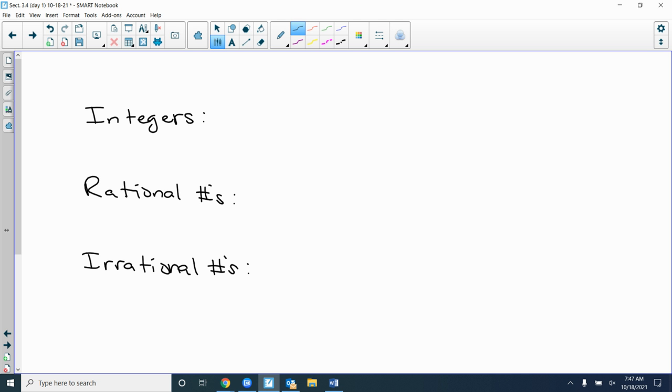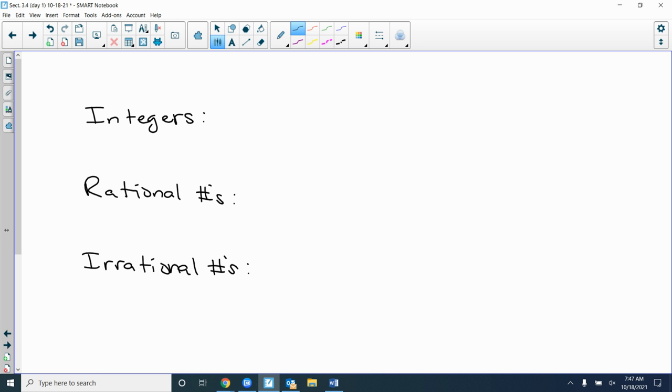Give me an integer. Brooklyn, you got an integer? One's an integer. Tim, you got an integer? 2's an integer. All right. What's the difference between an integer and a rational number? Somebody give me a rational number that's not an integer. Colton? 2.5 is rational, but not an integer. Kate? 1/2. All right.